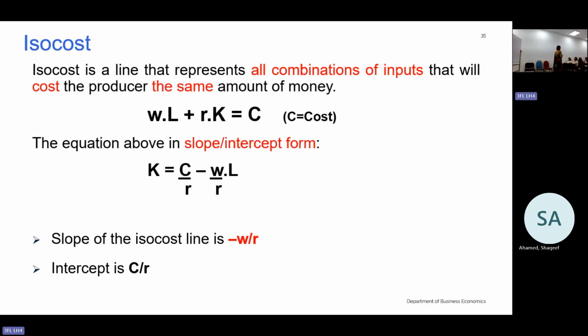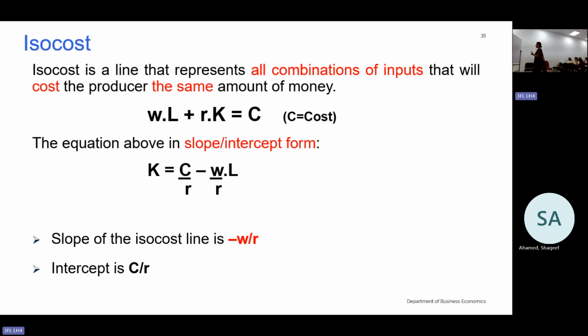What will the total cost depend on? What is the price of the labor? Wage. So wage into labor, we get the total labor cost. If the rent is given by R, then R into K gives the capital cost. So the labor cost plus the capital cost gives the total cost. Okay, now you understand.